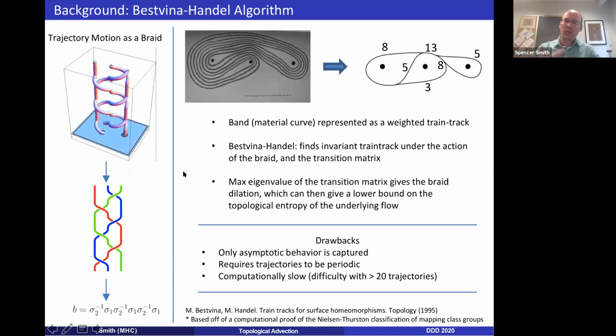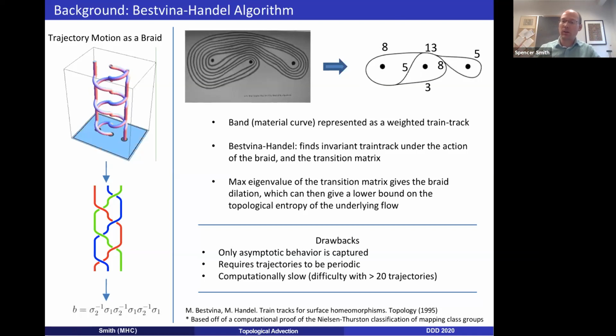This algorithm, the Bestvina-Handel algorithm, has been around since '95. Basically, it takes a material curve, and it's represented in terms of something called a train track. We're not going to get into what that really means, but a loose description is here. If we have a curve that goes around these points, you take all the parts of the curve that are parallel to each other and flatten them, and you get a graph that looks like this over here, where the weight of an edge of the graph corresponds to the number of bands that are parallel to each other. So it's a nice way to compactify this information.